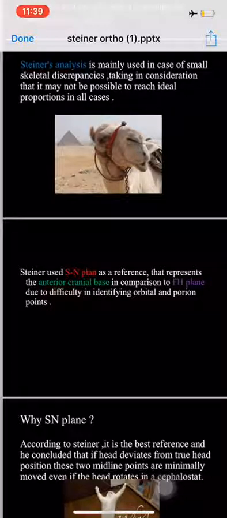Steiner analysis is mainly used in case of small skeletal discrepancies, taking into consideration that it may not be possible to reach the ideal proportion in all cases. يعني not all cases راح تعطينا ideal proportion بعد ما ننتهي.